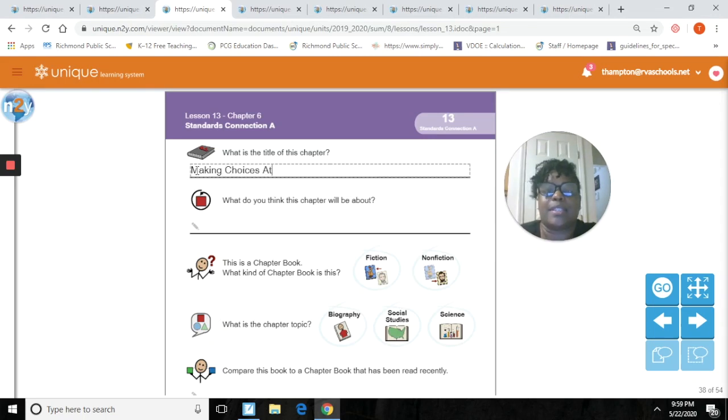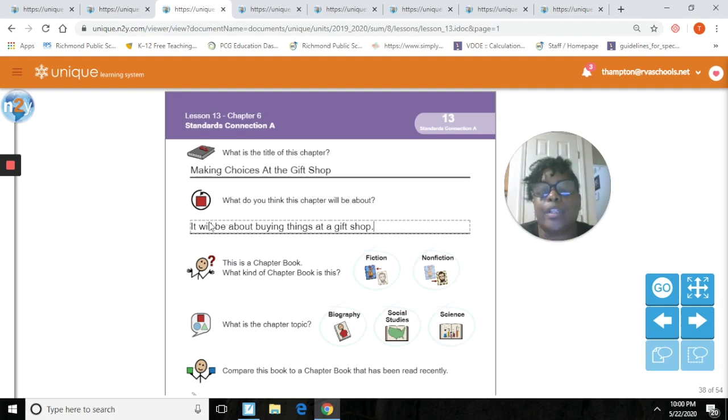Making Choices at the Gift Shop. All right. What do you think this chapter will be about? Okay. I think it will be about buying things at a gift shop. Okay, could be. We have to read and find out, right?